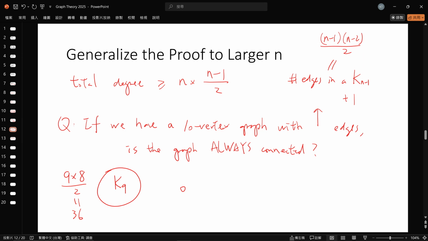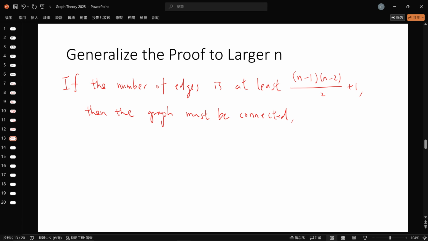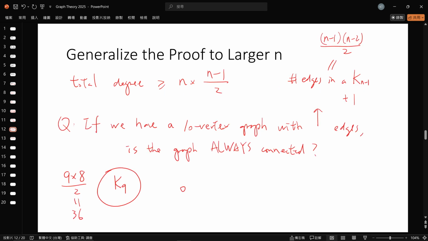So perhaps it will be wrong, perhaps. But anyway, this will be in your first assignment. And yeah, suppose this is true. Now let's go back to his proof. So now we have the total degree is at least this number, which means the number of edges is at least this number.